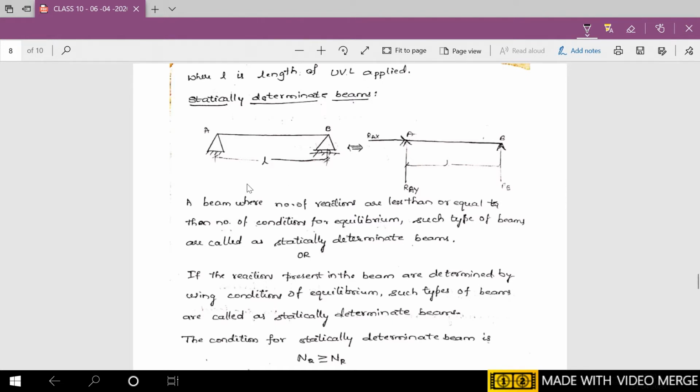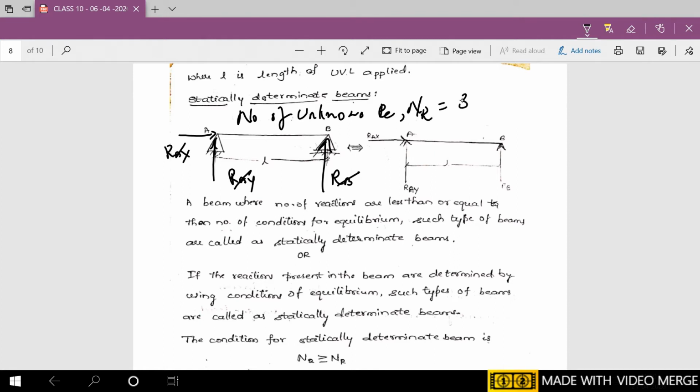See, in this figure, a beam AB is given, with a hinged connection here and a roller connection here. If it is a hinge connection, there are two reactions. I'll take them as RAY and RAX. Here the roller means one reaction, RBY. Once I have written the reactions, you just count the number of reactions: 1, 2, 3. These three reactions I have to find out. So the number of unknown reactions, which I'll take as NR, is equal to 3 here.